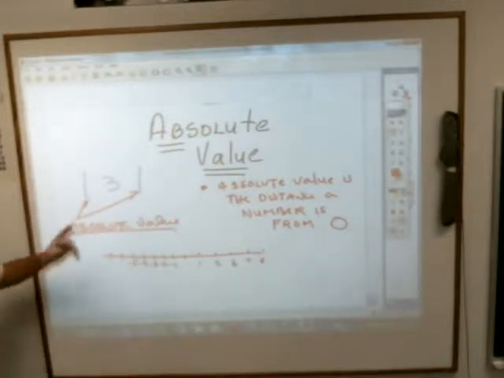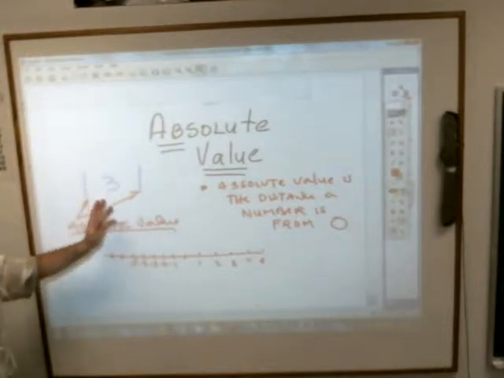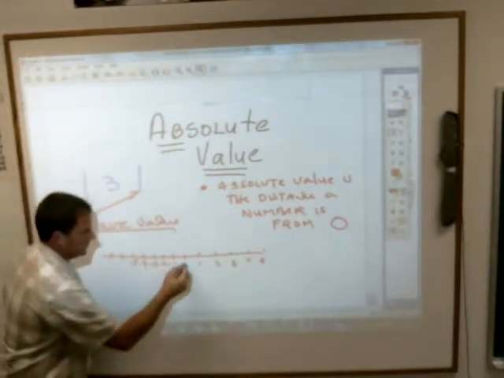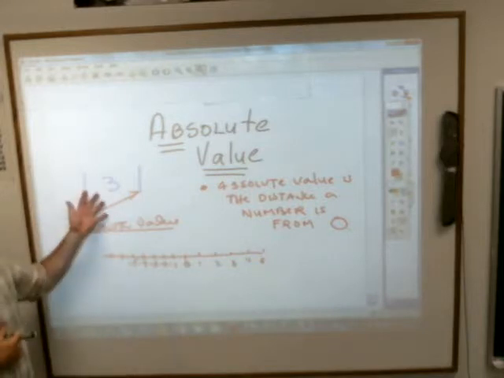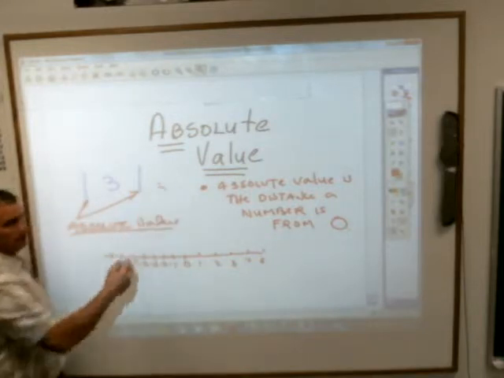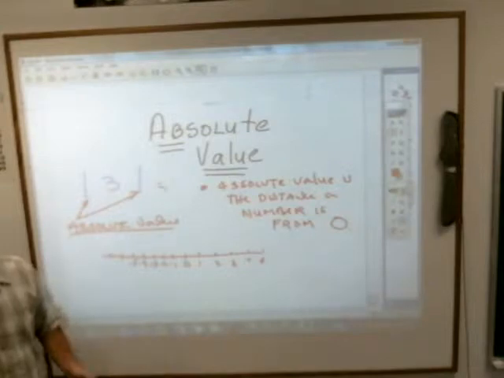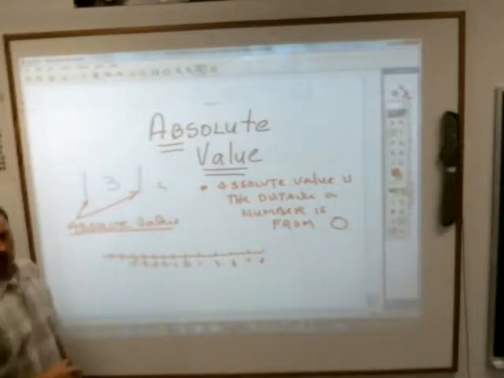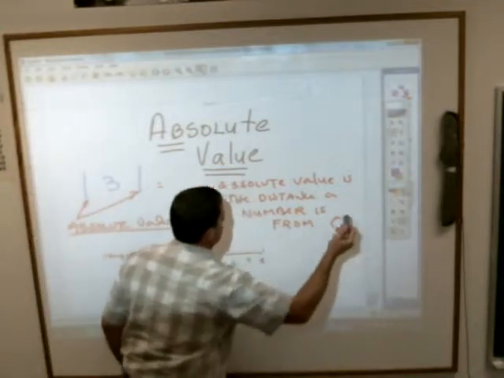Okay, if I asked you how far is 3 from 0, I have to do my 0. What is the absolute value of 3? You would tell me how far is 3 from 0? How many spaces away from 0 is 3? What's the distance from 0 to 3, Josh? 3. It's a pretty tough concept there, isn't it?